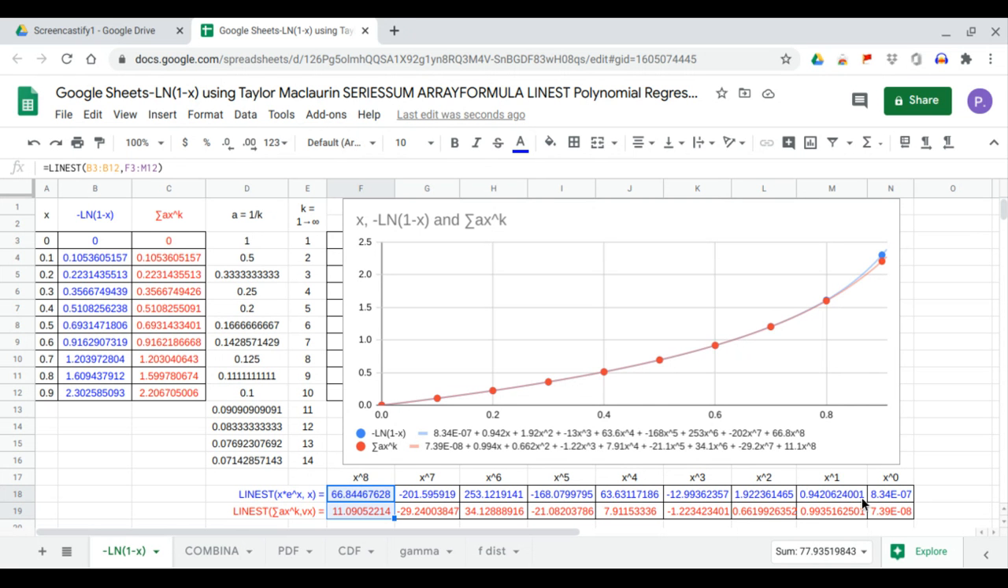While they may vary, they're still on the same trend line. And our data set are almost the same because our approximation, which is the Taylor-Maclaurin series sum, is almost equal to our function of negative ln times 1 minus x. This completes the use of series sum, array formula, and LINEST polynomial regression of the dataset of negative ln 1 minus x.